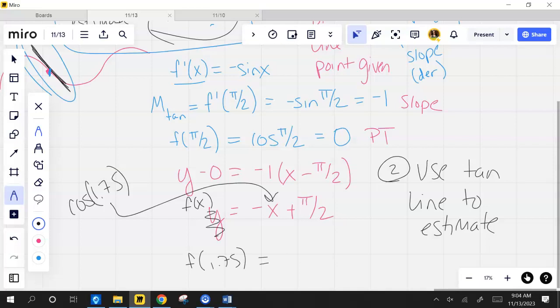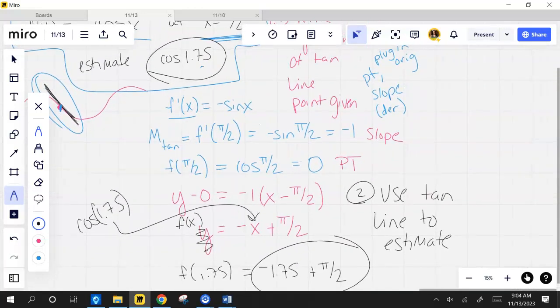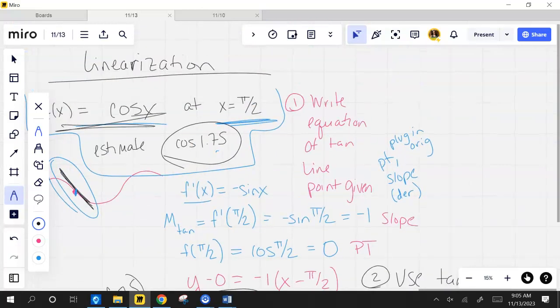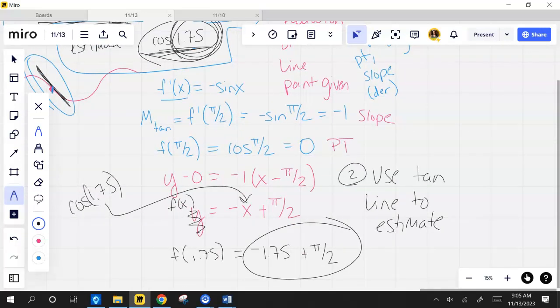And since they said no calculator, I would do this, and I would stop because I have no idea what pi over 2 is. I know it's half of 3.14, so it's about 1.57, and 1.75 is close to that. So you just plug it in. If you look back at the way it was written at first, my f of x is cosine of 1.75. I'm approximating when x is 1.75, right? My function is cosine x. I'm using the tan line to approximate when x is 1.75. Does that make sense?